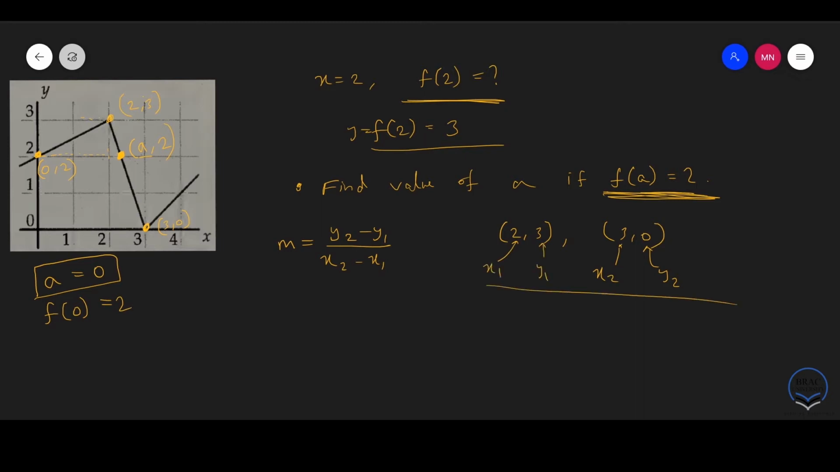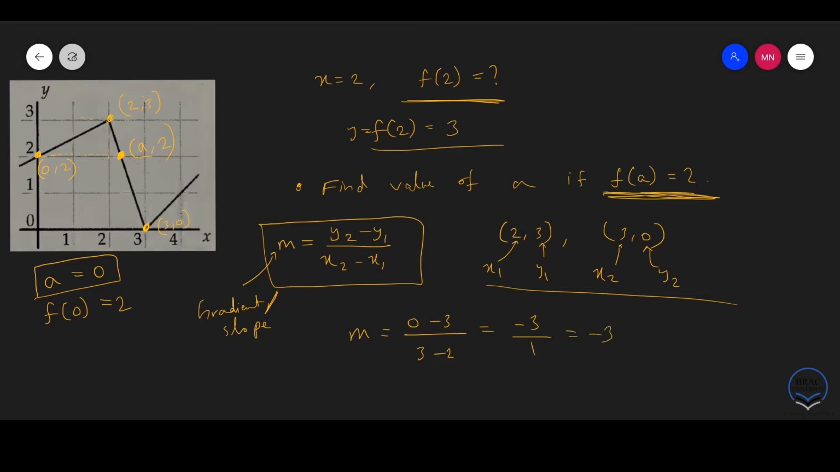So substituting these values into this equation for our gradient, or the slope of a straight line, we have 0 minus 3 over 3 minus 2. So this gives us minus 3 divided by 1, which is minus 3. Our slope is minus 3, which makes sense because our slope is going downwards, meaning it should have a negative slope.